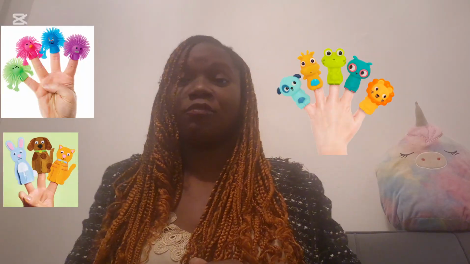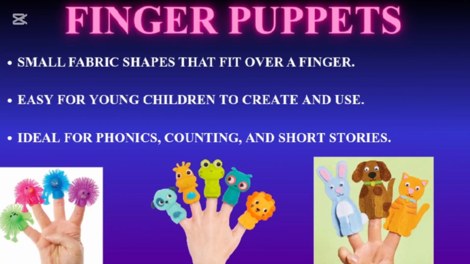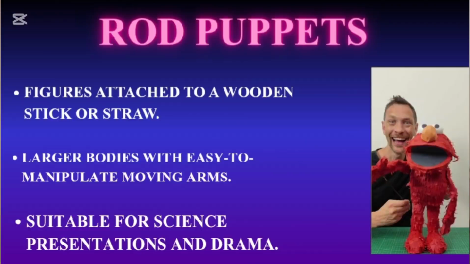These are finger puppets, a small fabric shape that can fit over a finger, easy for small children to play and use. They're ideal for phonics and for stories. Rod puppets are figures attached to a wooden stick or straw. The larger bodies are easy to manipulate by moving the arms, suitable for science presentations or for drama.